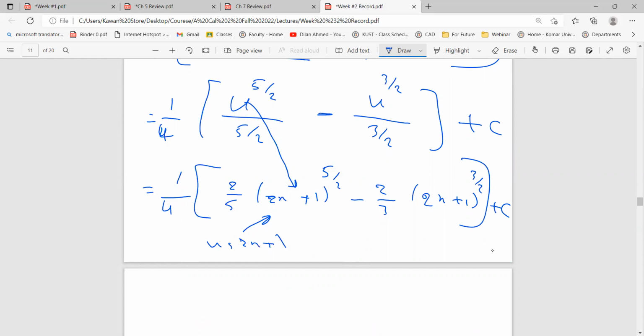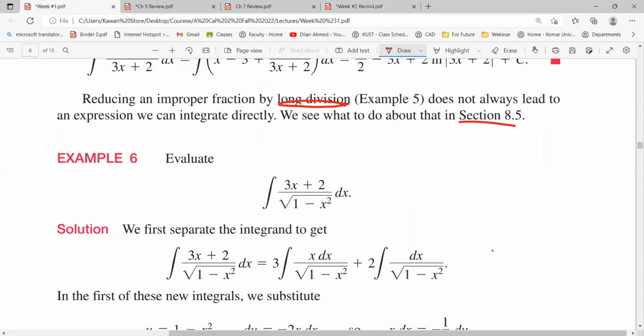Understood or not? This is in the example 1, chapter 5 in your calculus 1. The same idea we have here. Look.